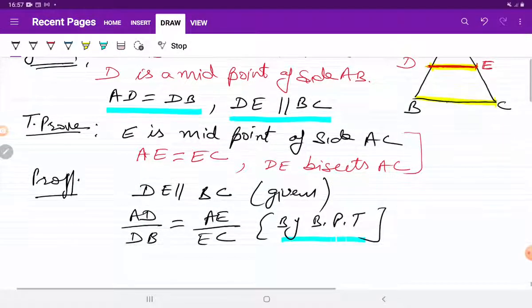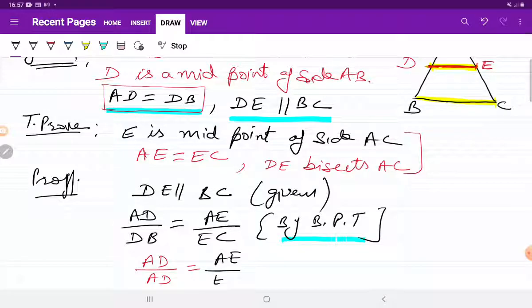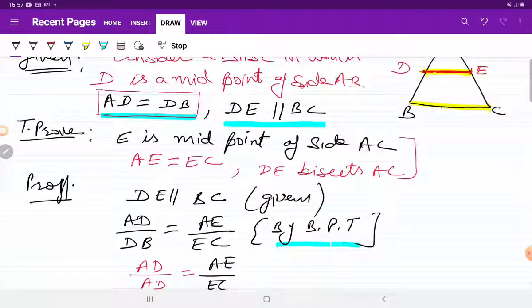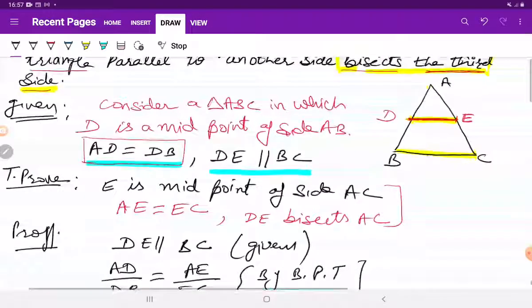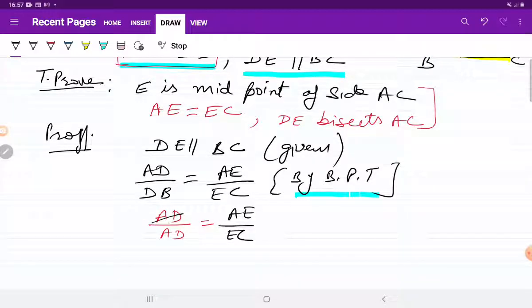But we know that AD is equal to DB. It is given AD is equal to DB. So if we substitute here, AD and DB both are the same, we can write AD upon AD, which is equal to AE upon EC. Why am I writing AD in place of DB? Because it is given AD is equal to DB. Okay, so AD cancels, it is equal to 1.